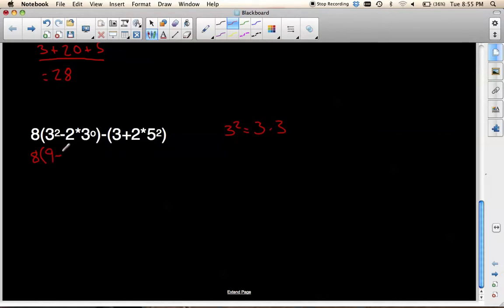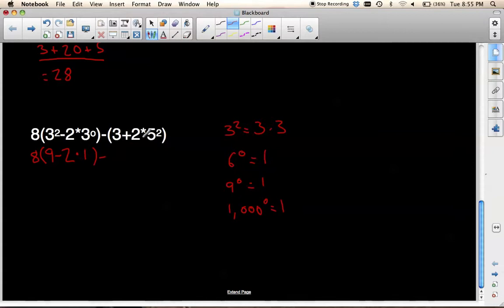Minus 2 times 3 to the power of 0, which is 1. Any number to the power of 0 is 1. So if we have 6 to the power of 0, it's 1. 9 to the power of 0, it's 1. 1,000 to the power of 0, no matter what, it's always going to be 1. Okay, so now we got this part of our equation we've worked on.